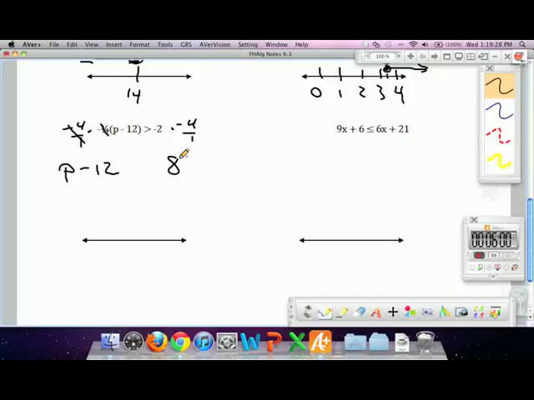8. And how does p minus 12 compare to positive 8? Is it bigger than or less than 8? Less than. Multiply by a negative, switch the sign. Add 12, p less than 20. Adding doesn't change the inequality, so you have a 20 here. p is less than 20.